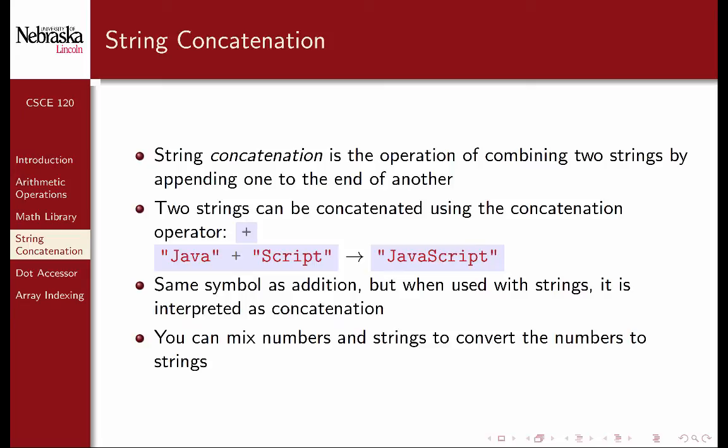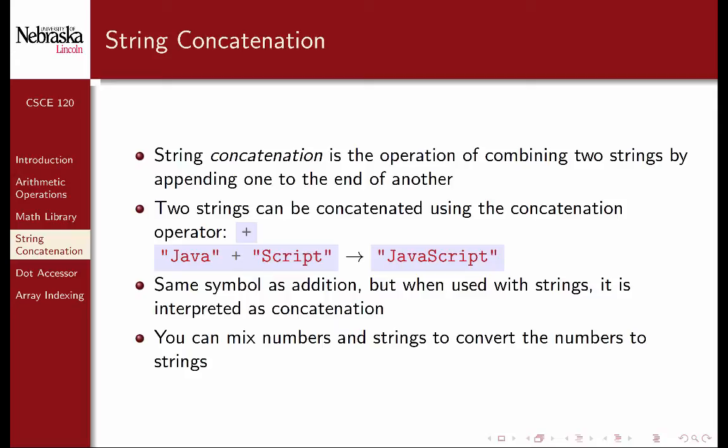String concatenation is the operation of combining 2 strings together, appending one to the end of the other. To do this in JavaScript, you use the plus symbol. For example, if I have 2 strings, Java and script, I can combine them into one string, JavaScript, by simply putting a plus between them. It's the same symbol as addition, but when used in the context of strings, it's interpreted as a concatenation.